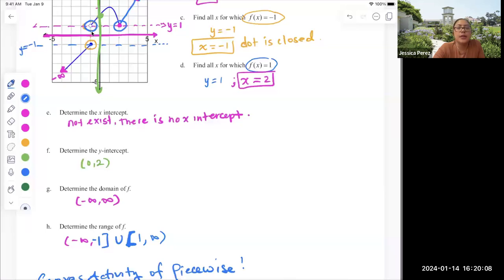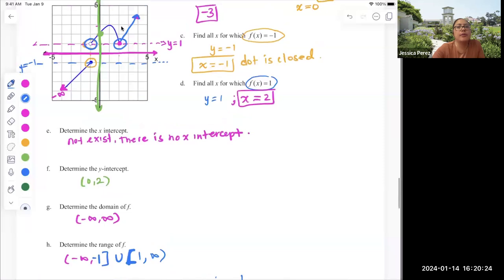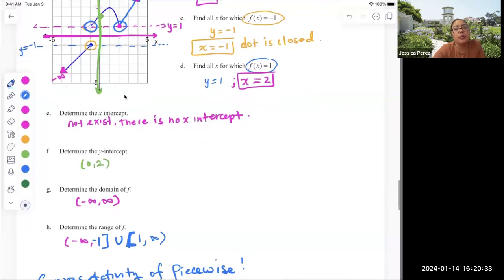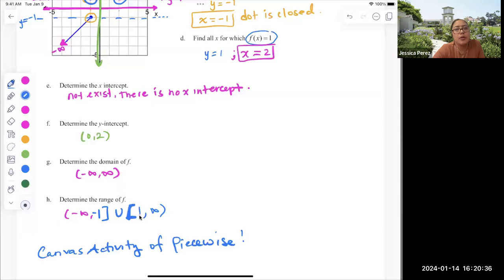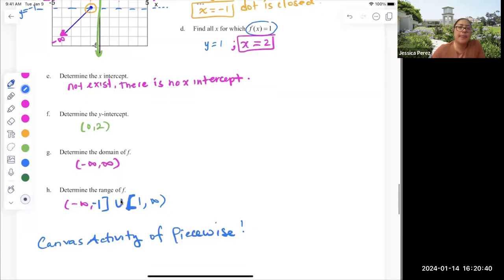So basically what I'm saying is one is a closed and one is open. In this case, we had to make a decision on the y value. So we have an open dot and a closed dot. But notice how our graph goes from 1 to infinity. So then this part of our range is 1 to infinity with a closed bracket, because we're looking at the range of the whole function.